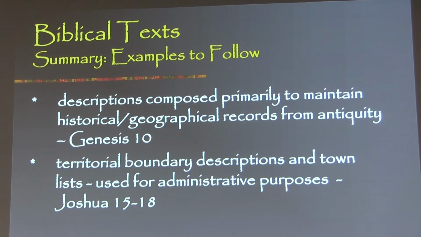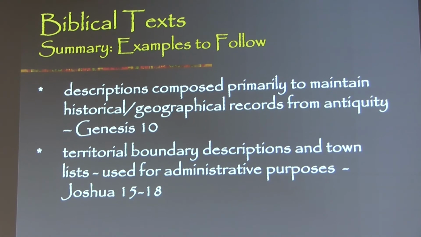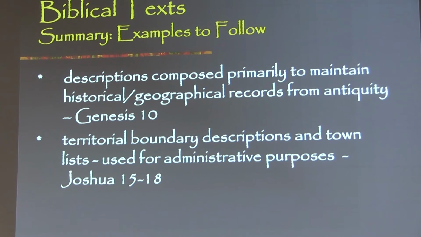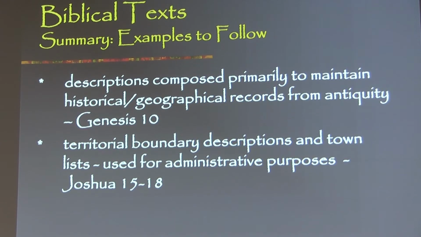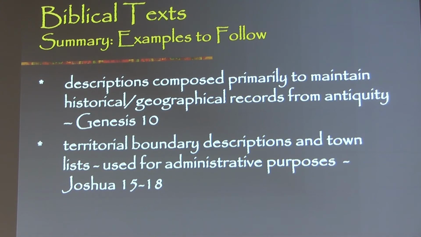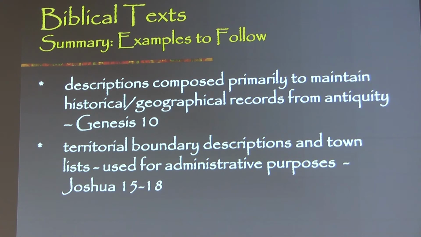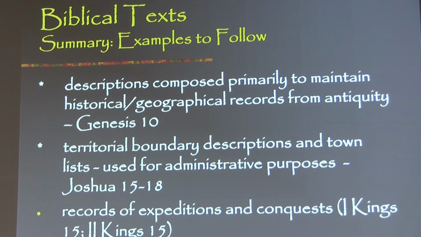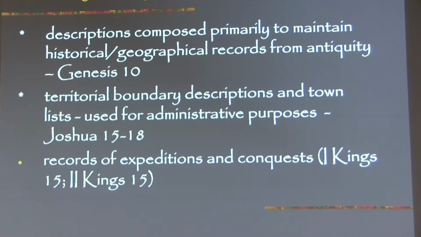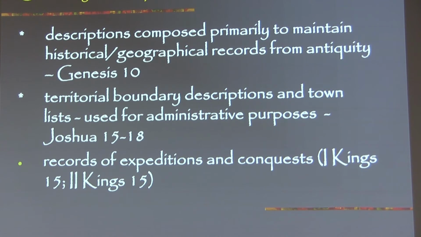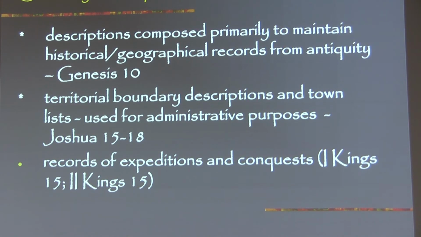Then we have another kind of text, boundary descriptions. Do you remember what I read to you right from the get-go in Joshua 15? Well, all the way from 15 through 18, we have names of boundaries or at least town lists, and these seem to have been used for administrative purposes. And we also, interestingly enough, have this in small form in the biblical text. We certainly have it in much larger form from our Egyptian context in the pharaohs who talked about their expeditions.